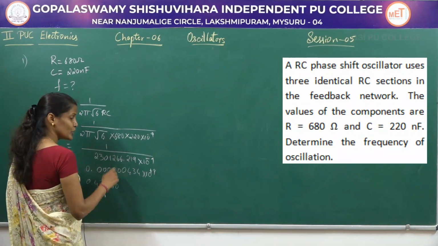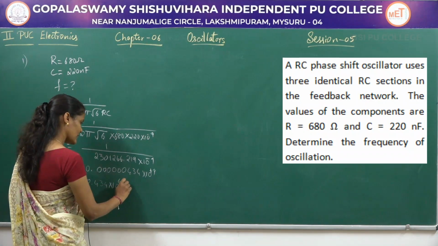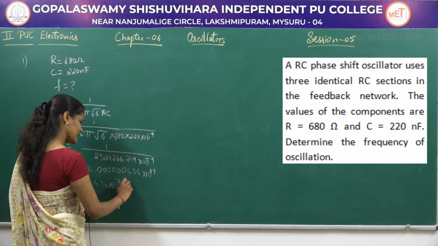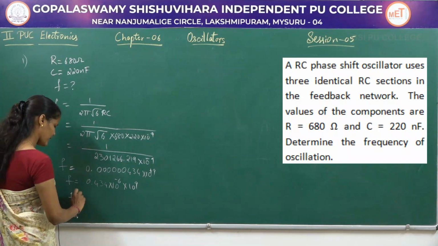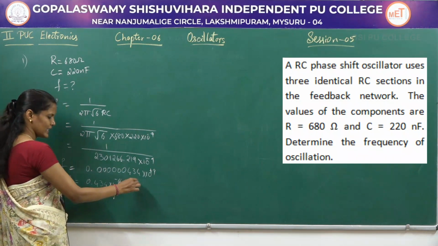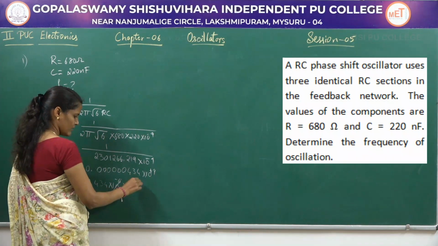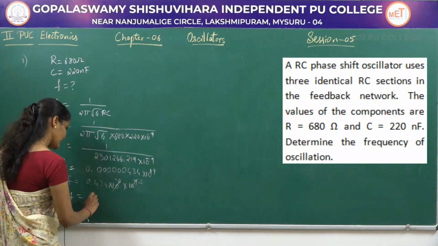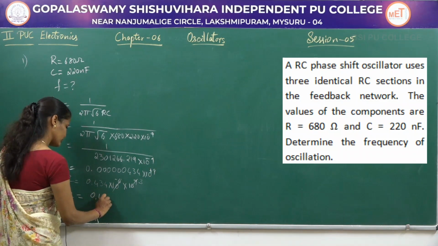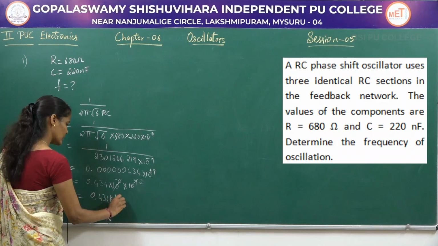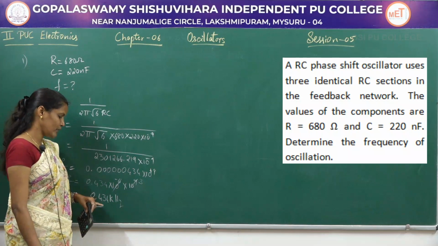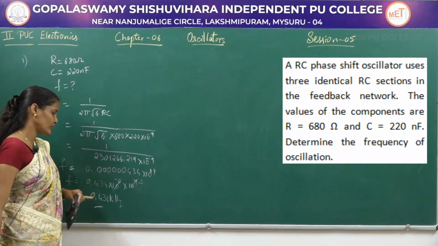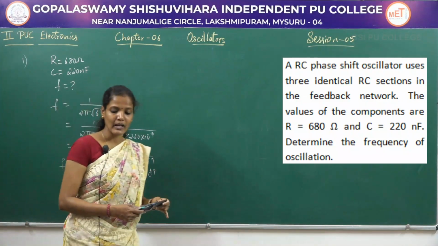So, I have shifted the point by 6 places. So, 10 to the power of minus 6 into 10 to the power of 9. So, I will be getting F value as, this 10 power minus 6 gets cancelled with 10 to the power of 9, remaining 3. So, I will be getting 0.434 kilohertz. So, this is the final answer for this problem, 0.434 kilohertz or 0.434 into 10 to the power of 3.